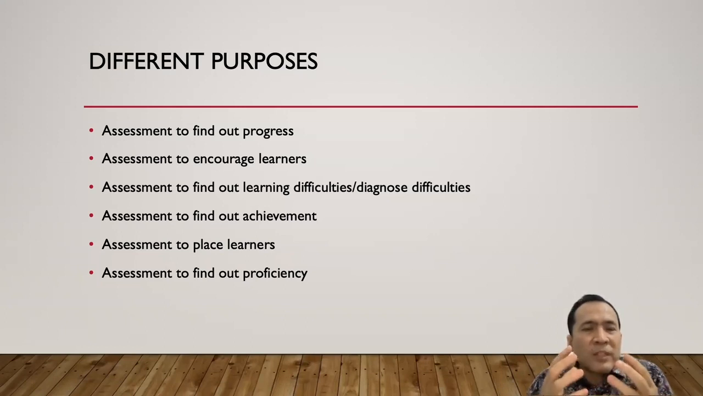And then assessment to place learners. When you want to divide learners into classes, you need to place them. There is a placement test, right? So you need to assess. And then assessment to find out proficiency. This is general. What is it?